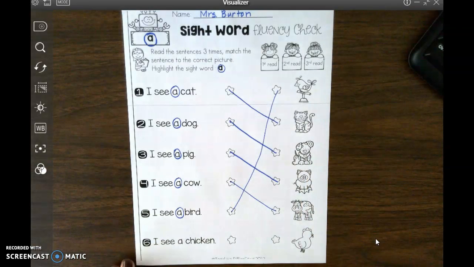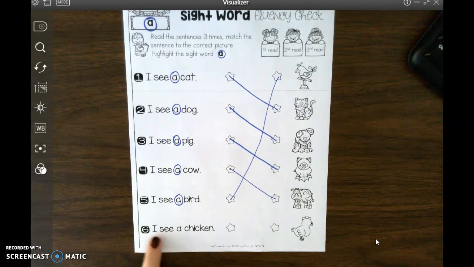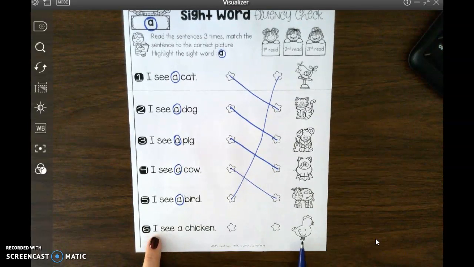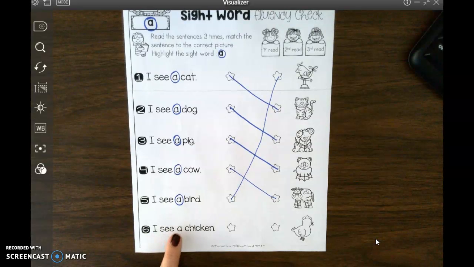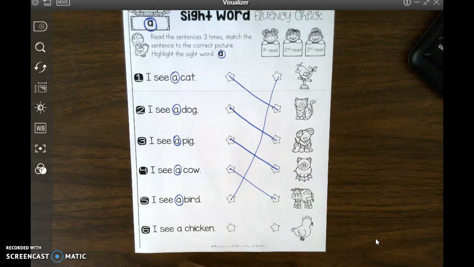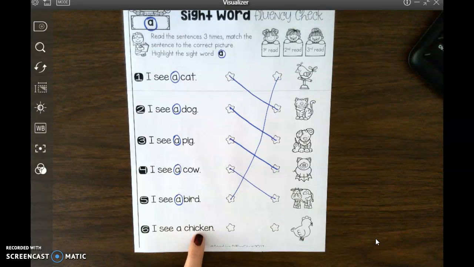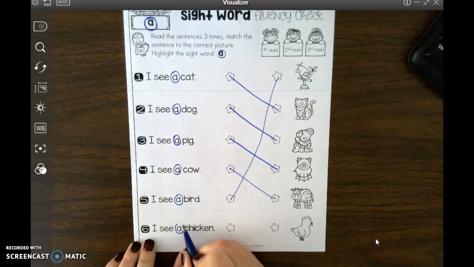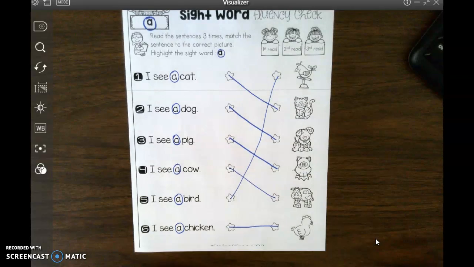We've got one last sentence, number 6. We only have one picture left. Let's see if it can help us figure out that last word. I see a chicken. Let's read it again. I see a chicken. Let's circle the word A, and then we're going to draw a line to that chicken.